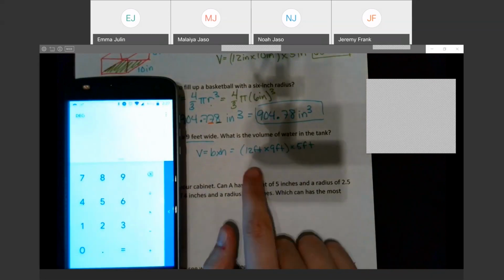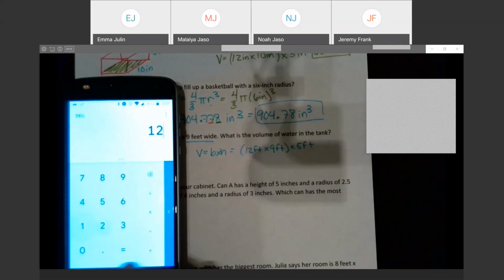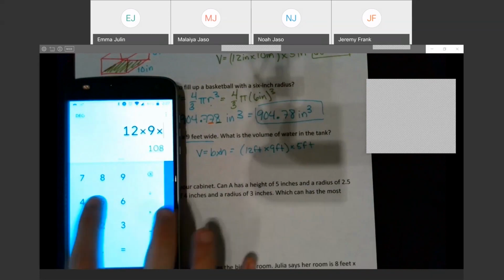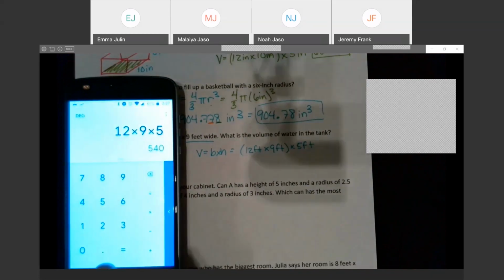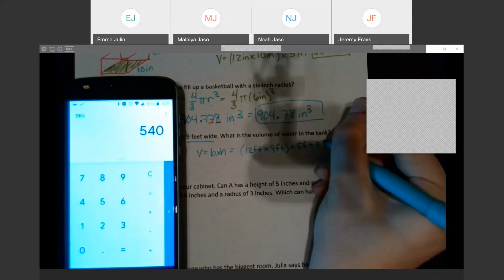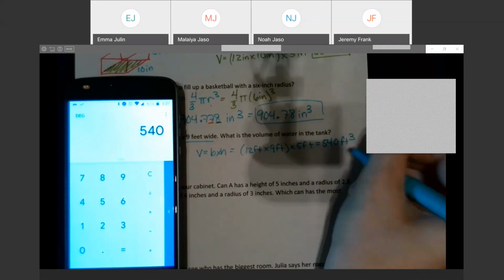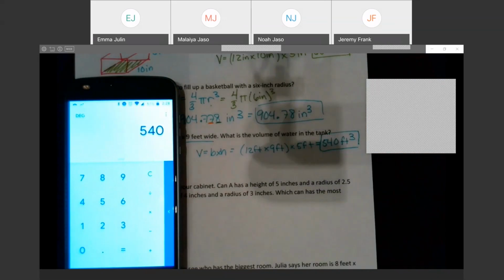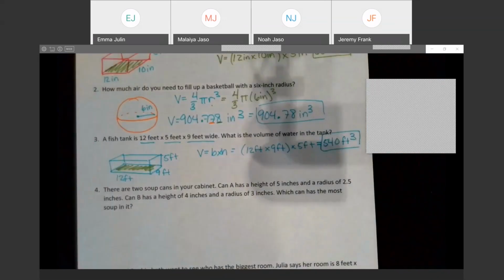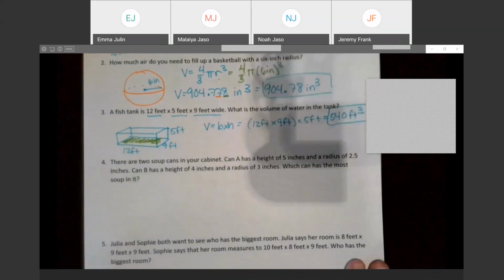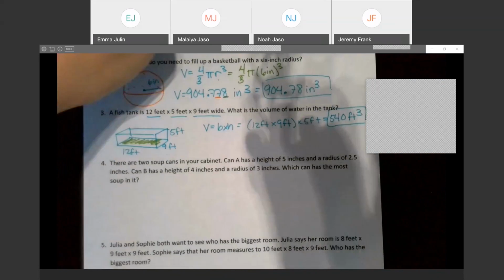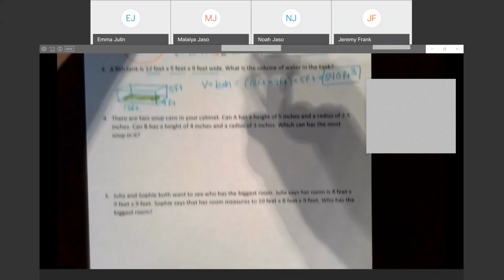So the only thing that you'll need to do is just multiply 12 times 9 times 5. If I multiply that all together, you'll get a volume measurement of 540 feet cubed. Because again, when we're talking about volume, we need to cube our units. And that is the volume of the fish tank. The next two are a little bit more difficult, just because the wording is a little bit strange. It's the same concept again.